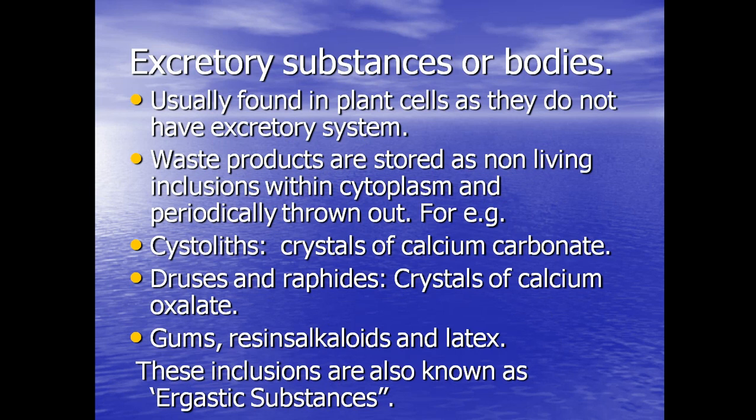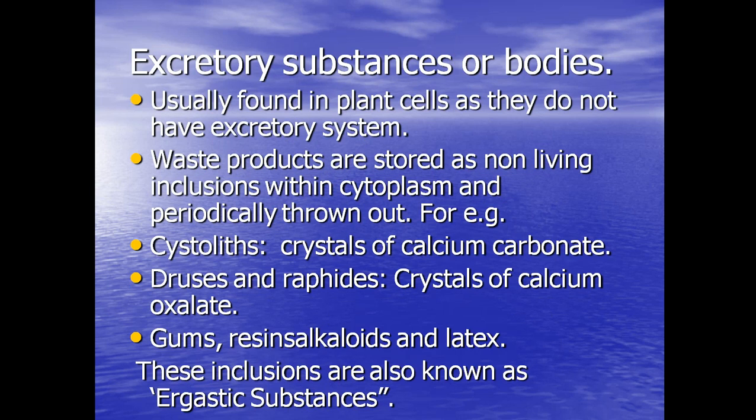For example, cystoliths. These cystoliths are nothing but the crystals of calcium carbonate. These crystals of calcium carbonate cannot be retained inside the cell. They are to be pushed out of the cell. And these crystals of calcium carbonate, they are the excretory substance or bodies, and they are known as cystoliths. These are one such waste product.